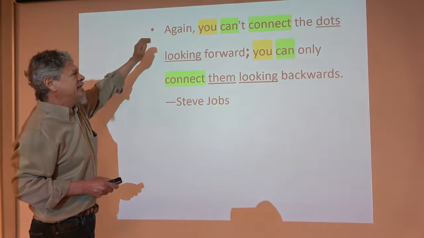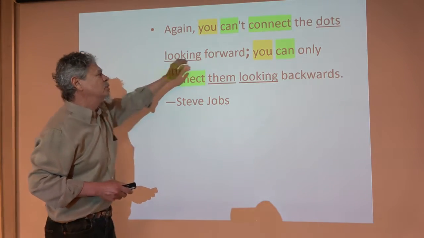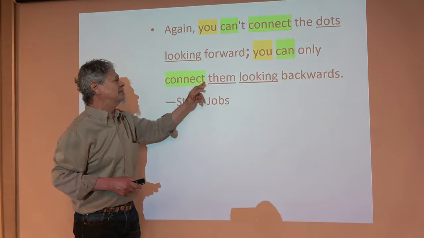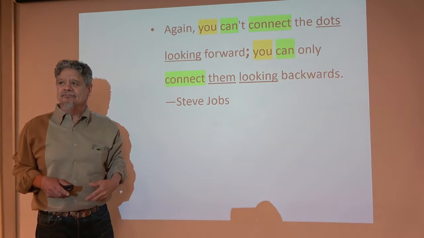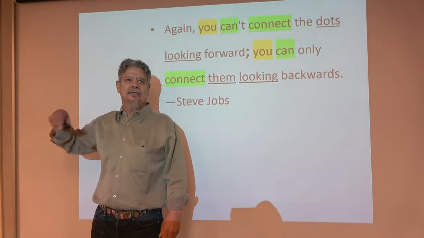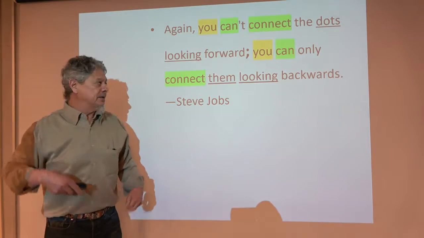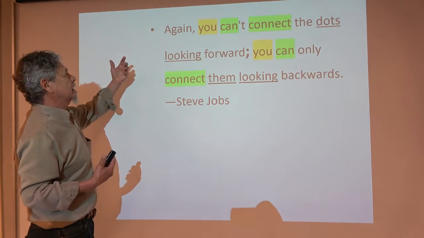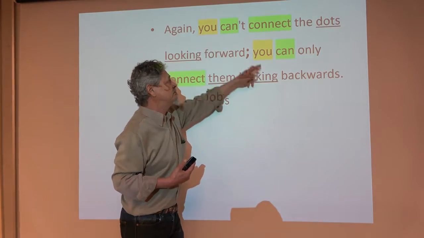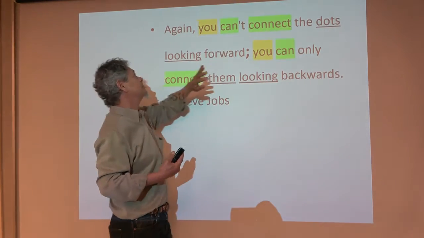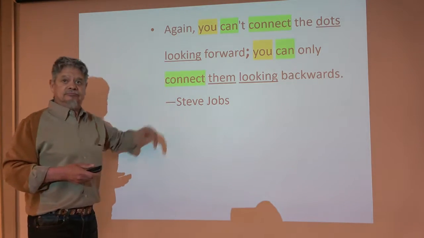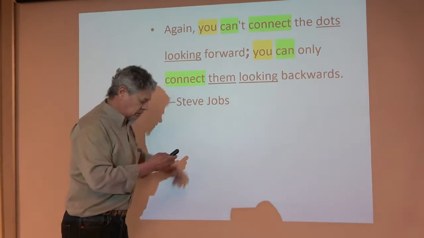And he says, you can't connect the dots looking forward; you can only connect them looking backwards. Once you've done them, you say, oh, that's how I was able to do that. So, this is the semicolon. You can see that both independent clauses are related. There are no subordinating conjunctions, okay? So the use of the semicolon.